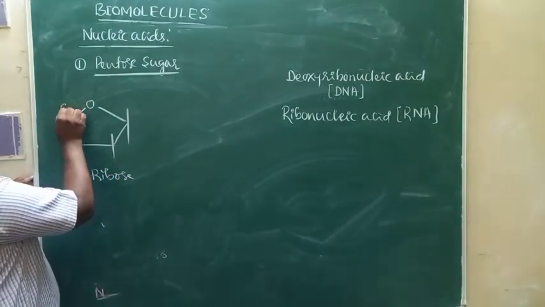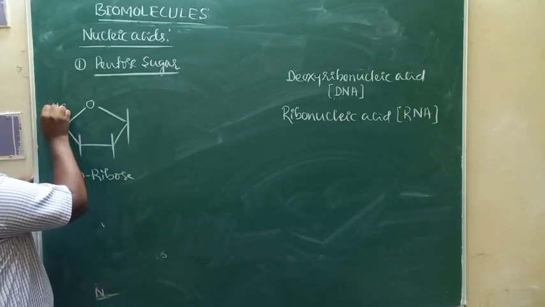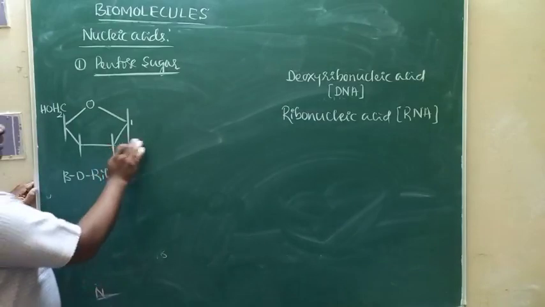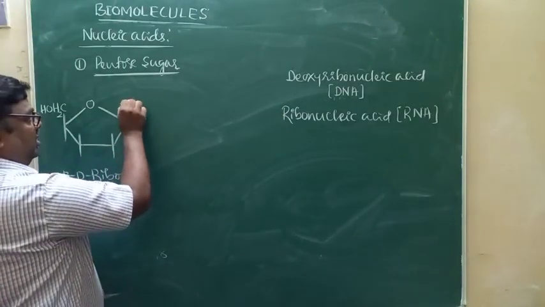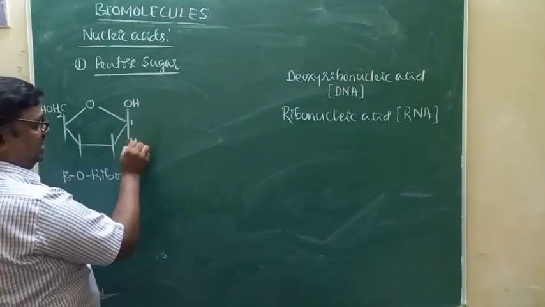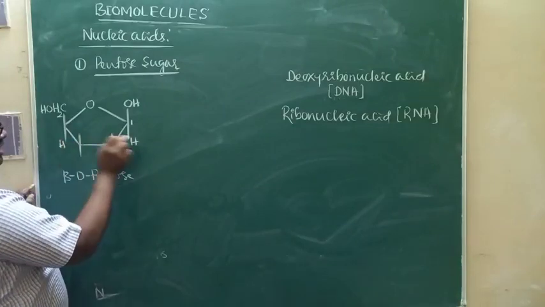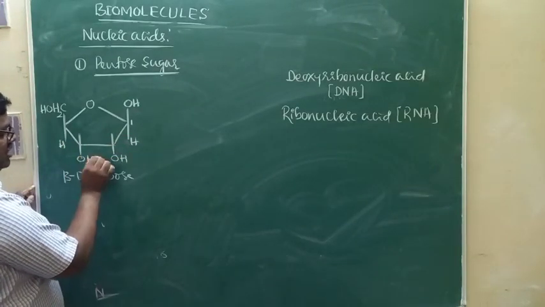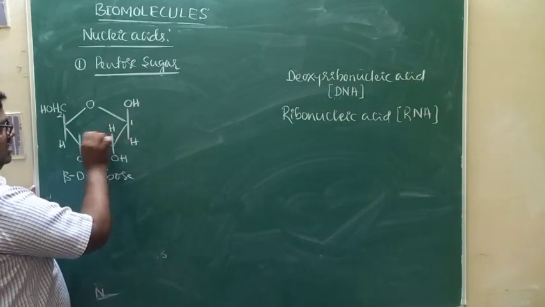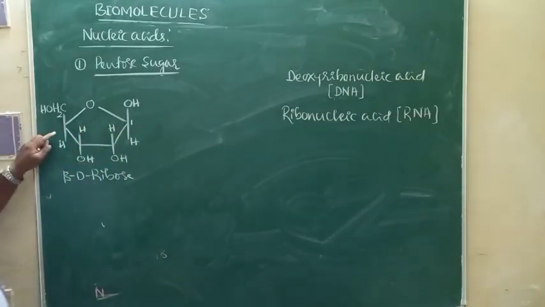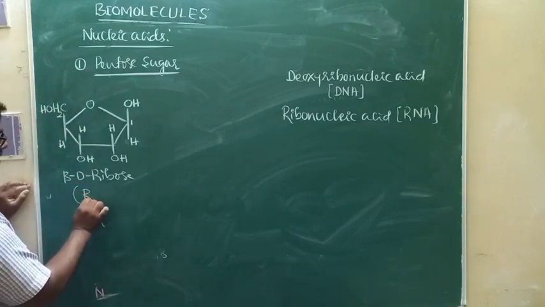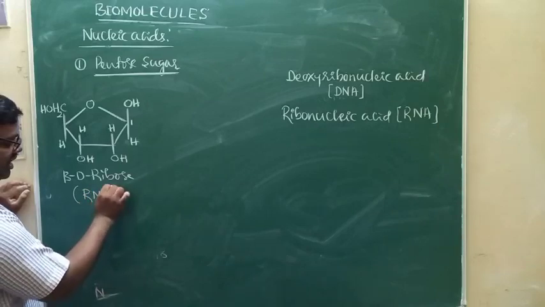Look here. This is CH2OH. This is the first carbon atom, that is the anomeric carbon atom. It is beta, you know. OH should be written above the plane. This is H and this is H. They are cis to each other. And here it is OH, here it is OH. They are also cis to each other. This is H and this is H. This is what we call beta D ribose. This is a pentose sugar present in the nucleic acid known as RNA.